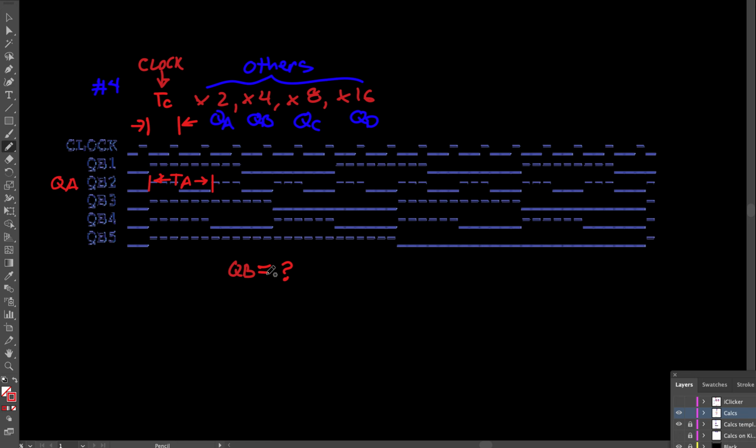But the question we have is, what is Q sub B? Q sub B will have 1/4 the frequency, or 4 times the period of the clock, such as shown over here. Looking at the waveforms, I can see that this entry here has that requirement. So therefore, this must be the clock period corresponding to QB. Therefore, the answer to this question is QB is therefore equal to QB4.